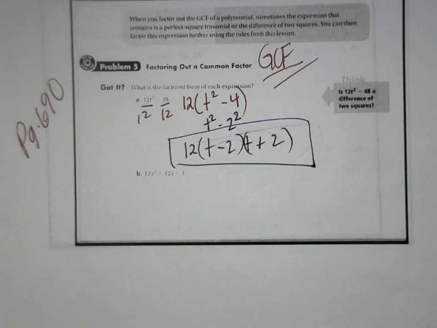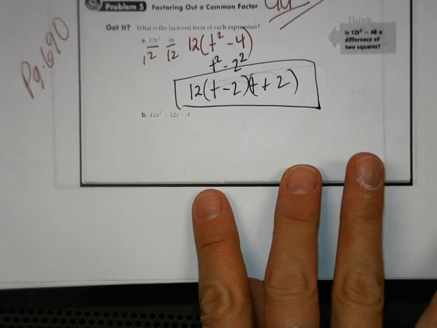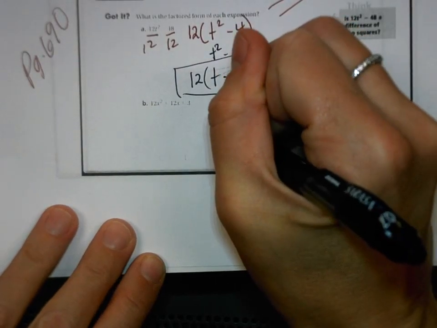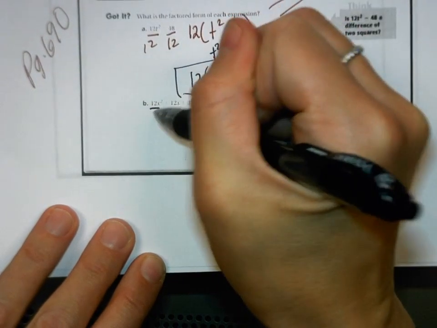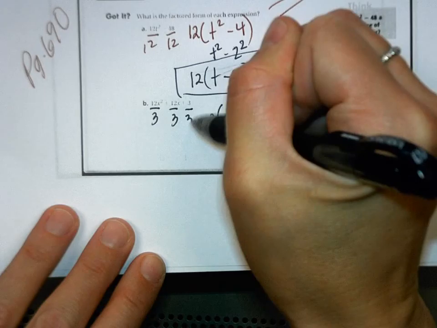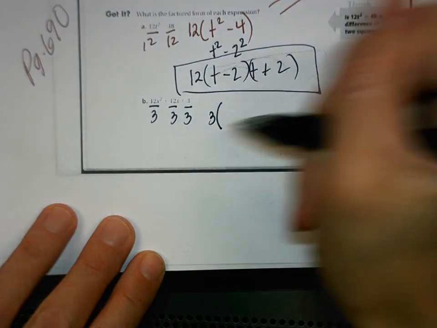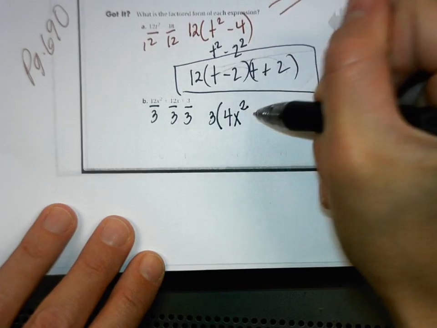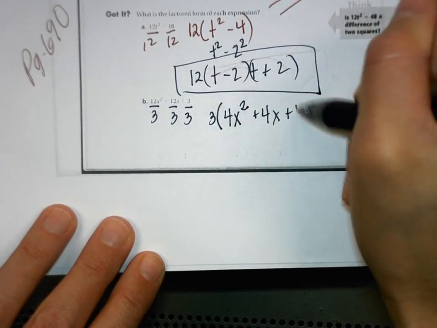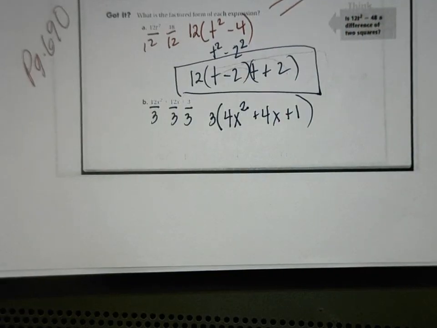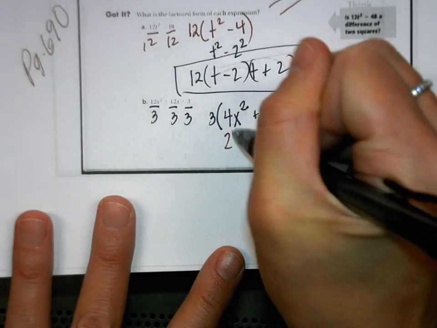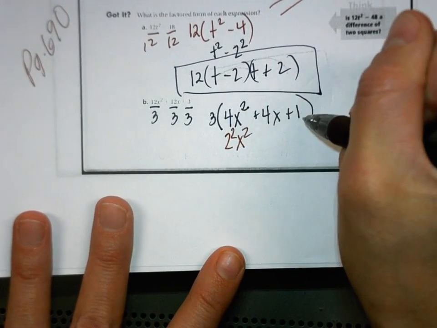Okay, B. Is there a GCF on B? 3 is the correct answer. So that means we are factoring out a 3, which means we divide each of these terms by 3 and write it in here. What am I left with? 4x squared plus 4x plus 1. Now, are these squares? Yes. 4 can be written as 2 squared, and we have x squared, and 1 is 1 squared.